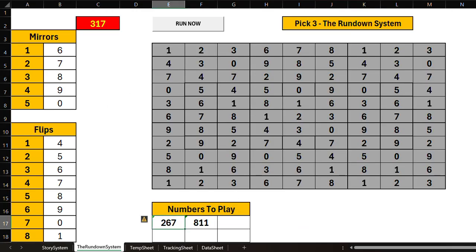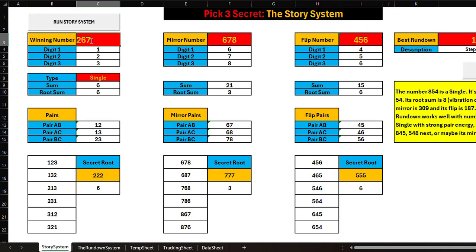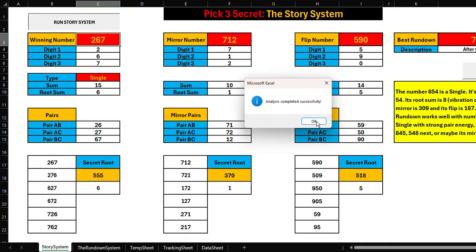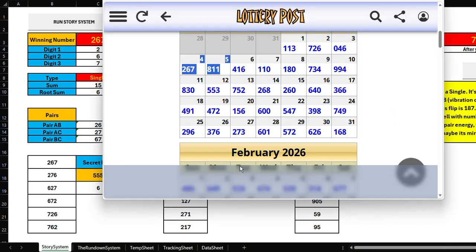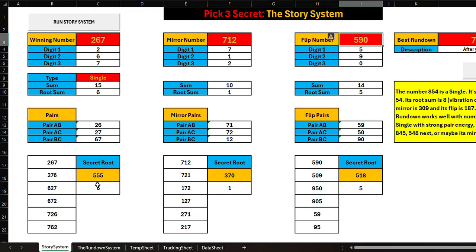All right, so what I do on my side is I make sure these numbers here are not a mirror number or didn't play as a flip number, right? So 881 is the number that came up, right? So if you look at these, you can use the sum if you want, you can use the root if you want.